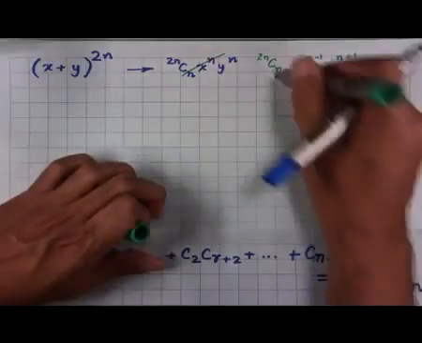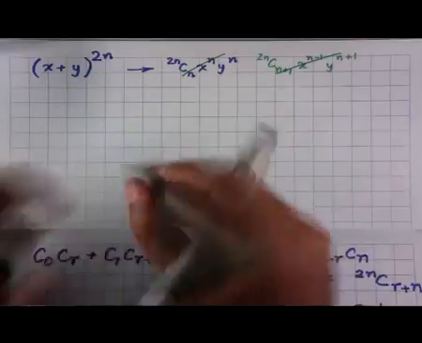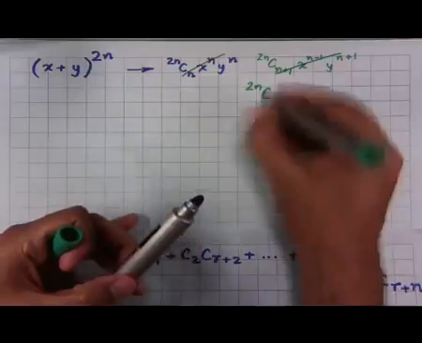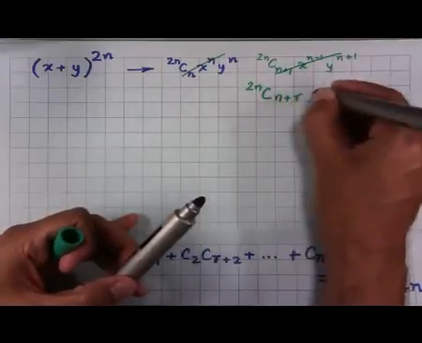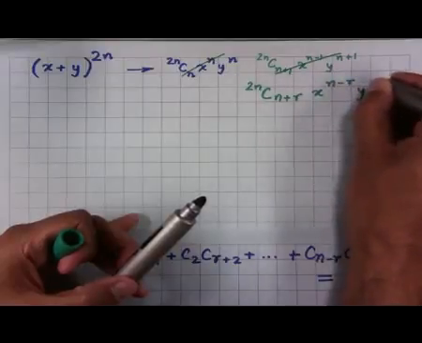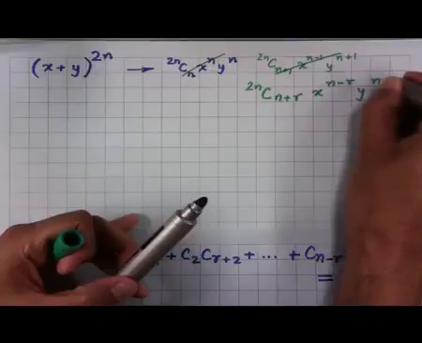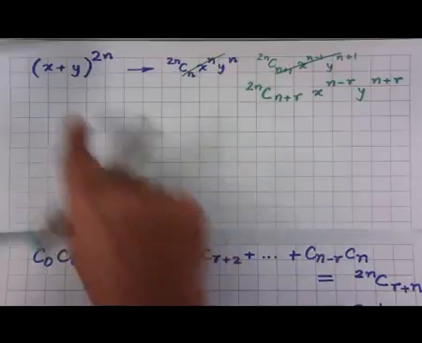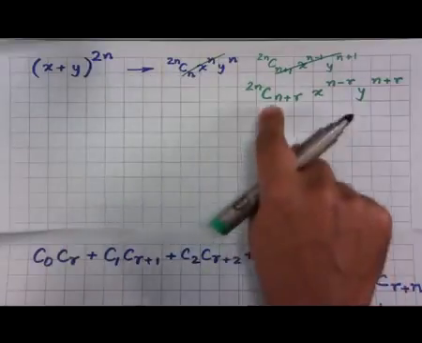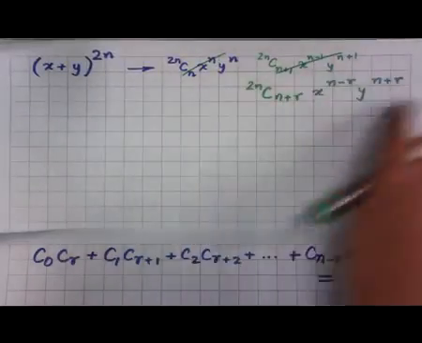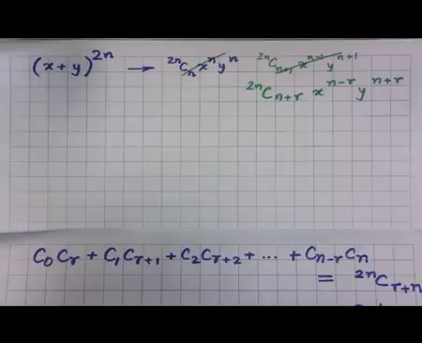The one we are looking for is 2nC(n+r) x^(n-r) y^(n+r). If you do this expansion, it expands into many terms. This is just one of the many terms. These are all terms inside that. Now, this term happens to be our answer: the coefficient of this term.